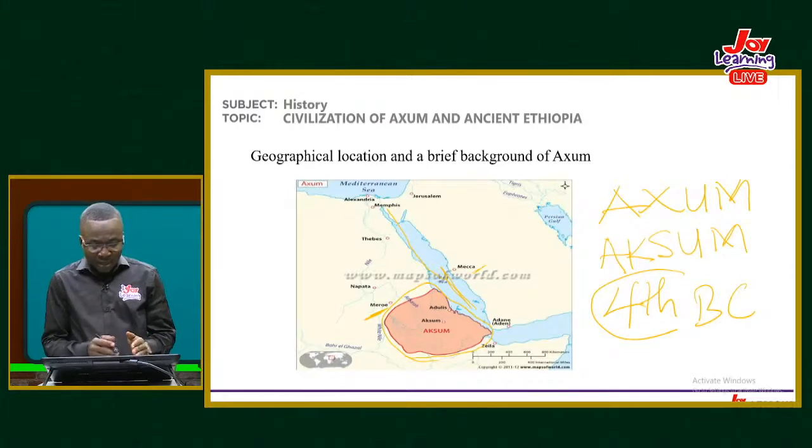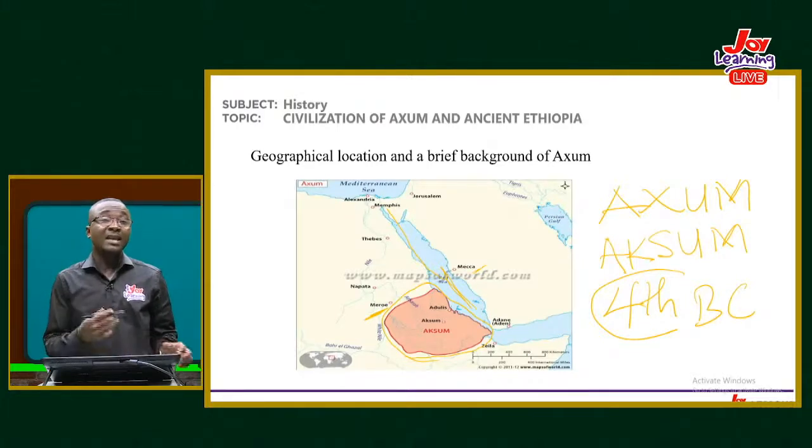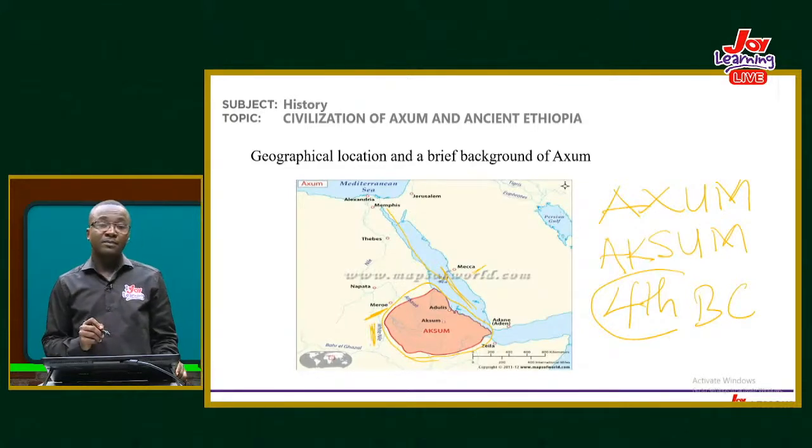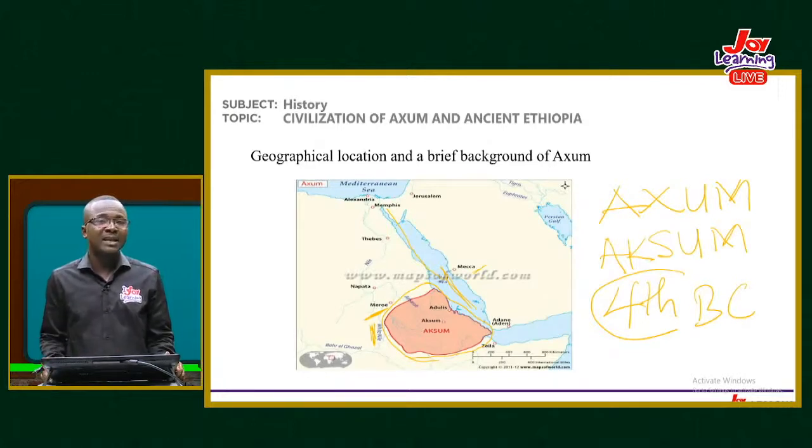And so the geographical location, as we see on the map here, gives us an idea of where Axum was located and then its benefit. Now, you realize that we find over here the White Nile, telling you that Axum was surrounded by the Nile and then had access to the Nile River. And because of that, and because of the Red Sea also, it helped them to also have contact with the people of Egypt.